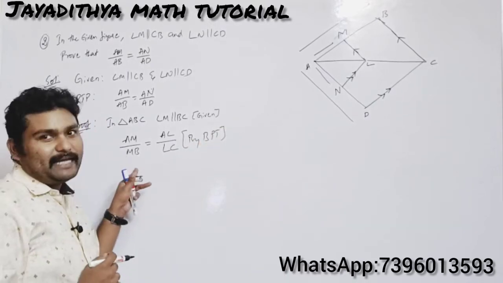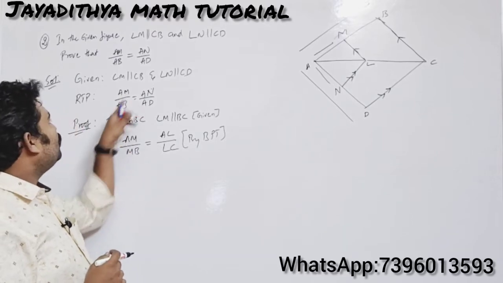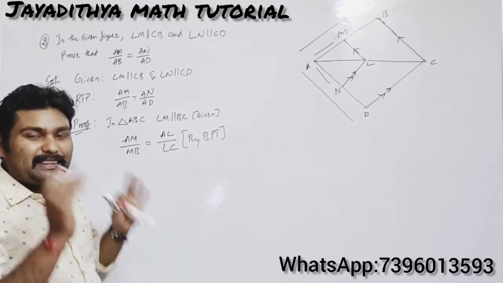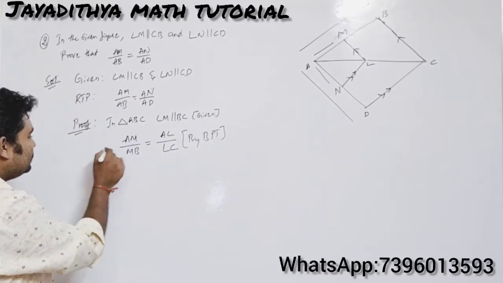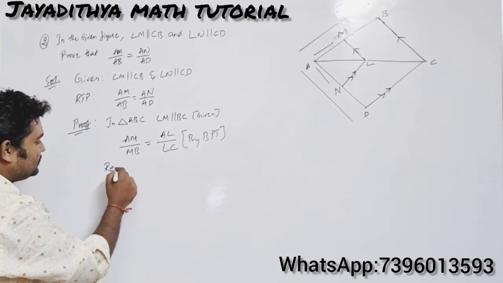But see here, we don't want MB here, but we want AB. So for that reason, see what I am doing here carefully, this is a very, very important step. Reciprocate on both sides.